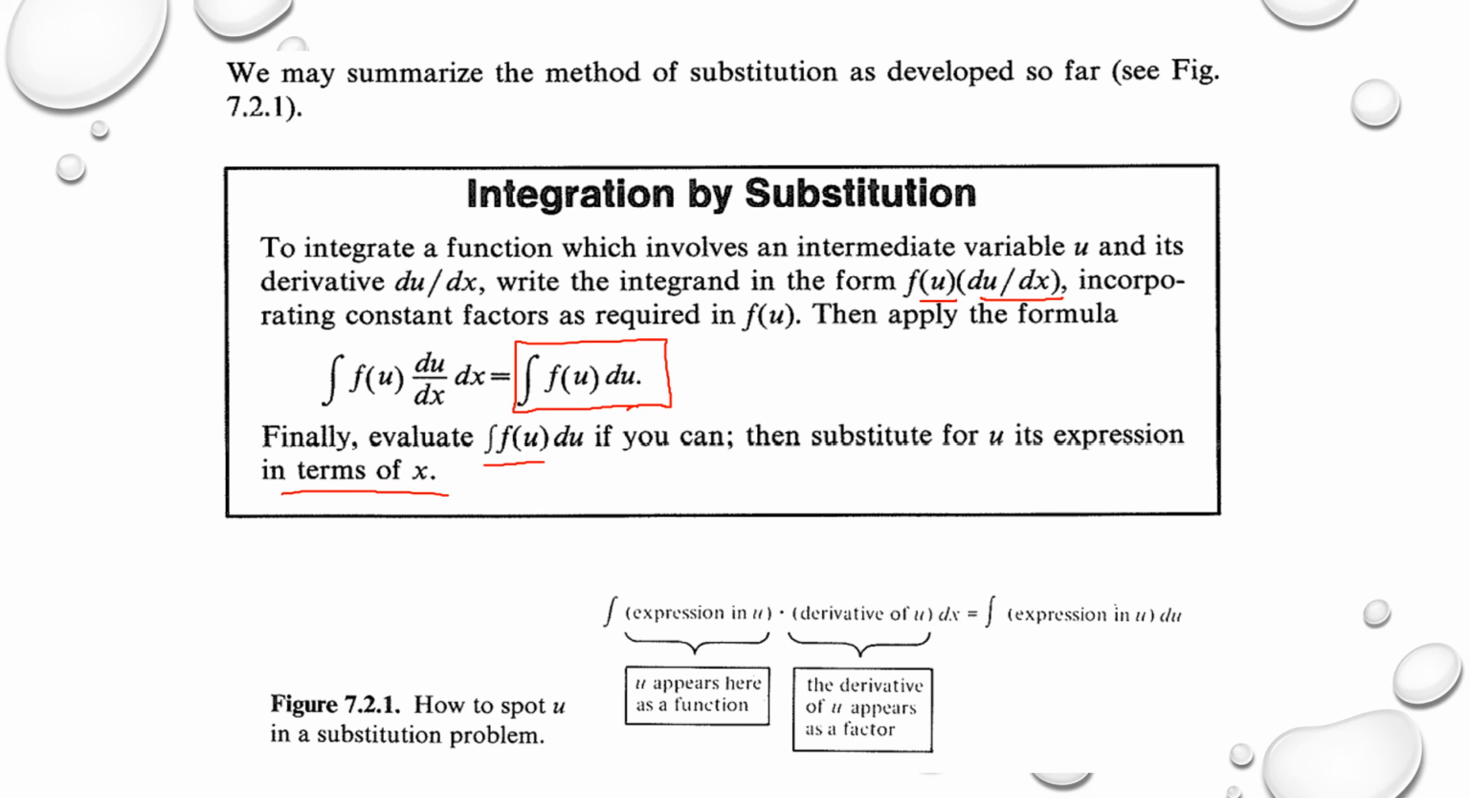Again, we see here an expression in u and the derivative of u. The given problem will be factorized as, and this question will be shifted into u as. And finally, the answer will be replaced again by backward substitution in x.